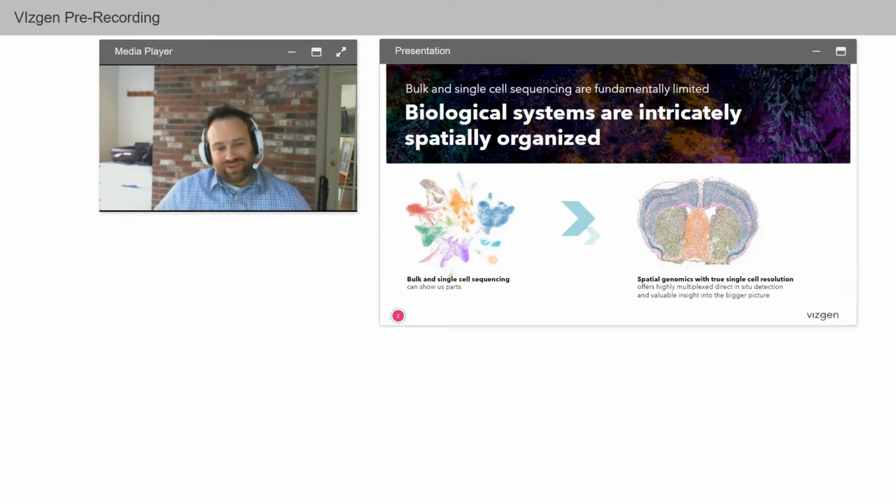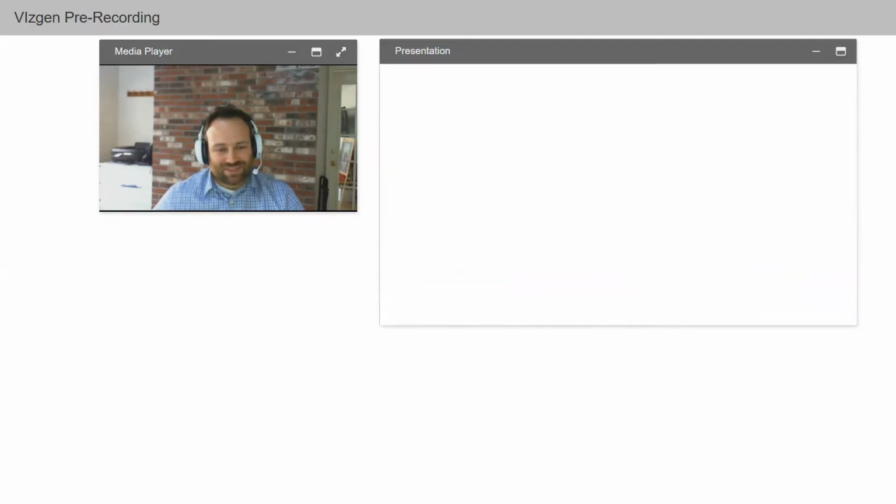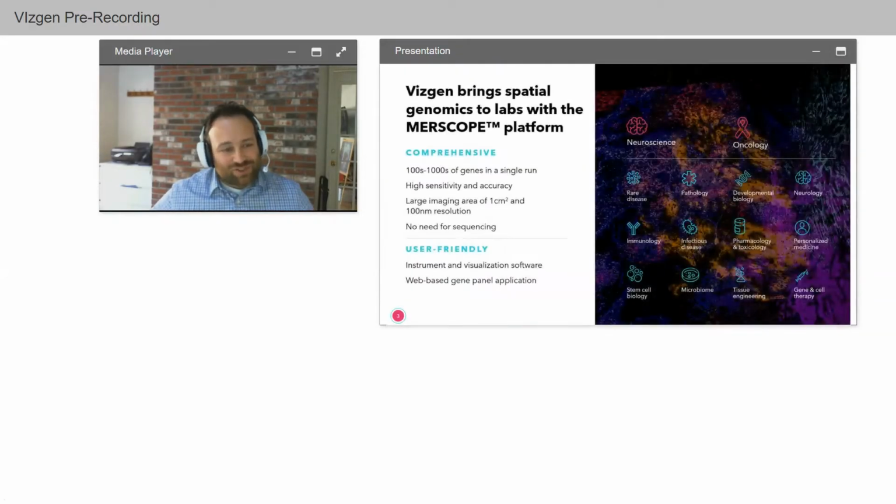And so here at Vizgen, we want to move towards providing spatial genomics with true single cell resolution. We feel that this offers a higher level of insight in order to look at very tough, complex biological systems. In order for us to do that, we have developed the MERSCOPE platform. This is a comprehensive platform that allows users to run hundreds to thousands of genes in a single run.